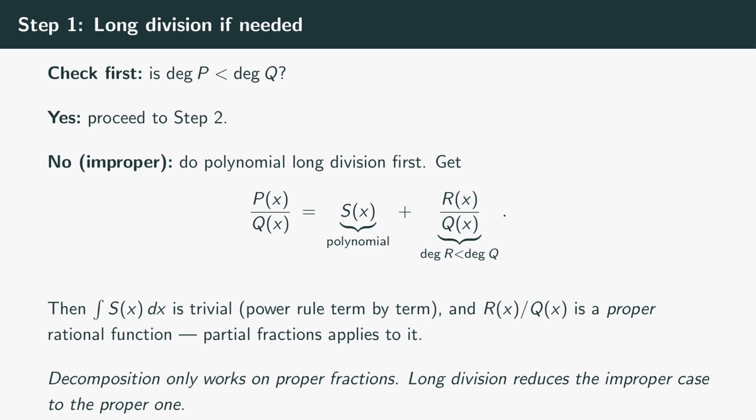Divide p by q to get a quotient polynomial s of x plus a remainder r of x divided by q of x, where now the degree of r is strictly less than the degree of q. The polynomial part s of x integrates instantly, term by term, via the power rule. And the leftover r of x over q of x is now proper, so partial fractions applies to it. Long division is the entry ticket. It takes any rational function and splits it into a polynomial plus a proper rational function. From there, it's all downhill.